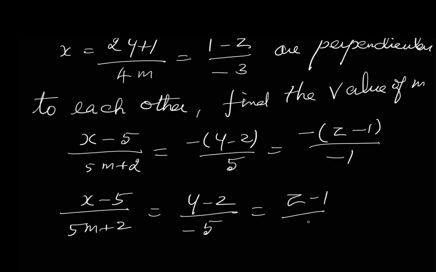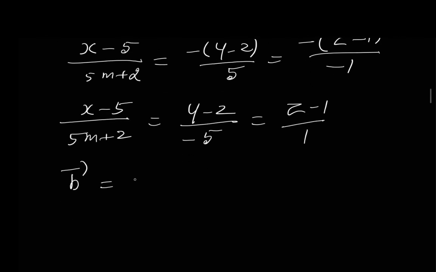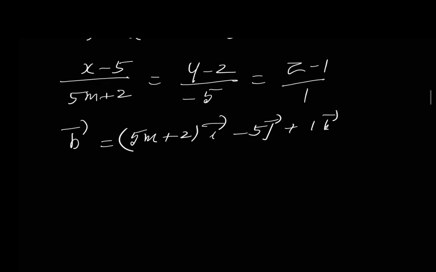Again z minus 1 by 1. You collect the parallel vector, vector b. So the direction ratios are (5m plus 2) i vector minus 5 j vector plus 1 k vector. These are the direction ratios of the parallel vector.